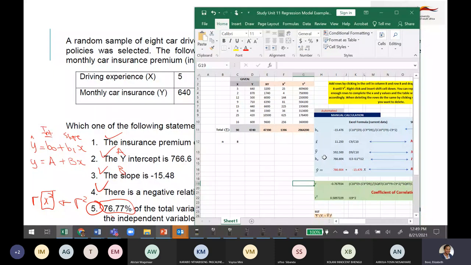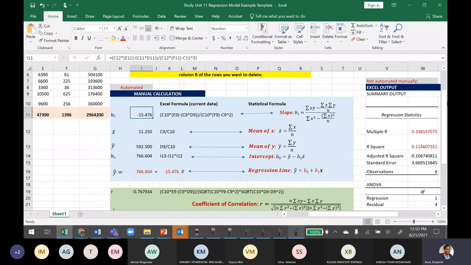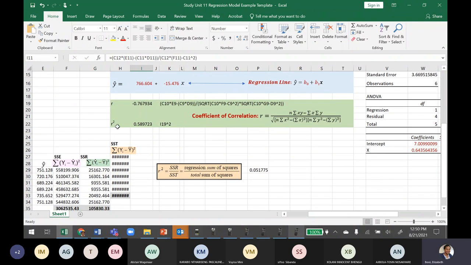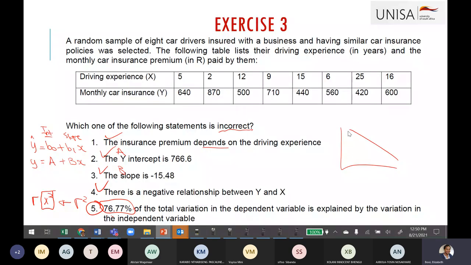My intercept, which is B0, it's 766. My slope is 15.48. My R is -76, and my R squared is 58. So all of them are there. So let's make it bigger so that you can see all the values are there. So whichever way you use, you should be able to calculate and answer the question. Okay, so that is me talking for the last time.